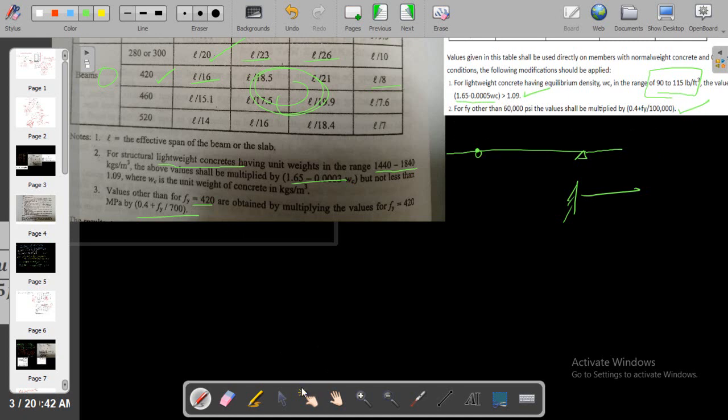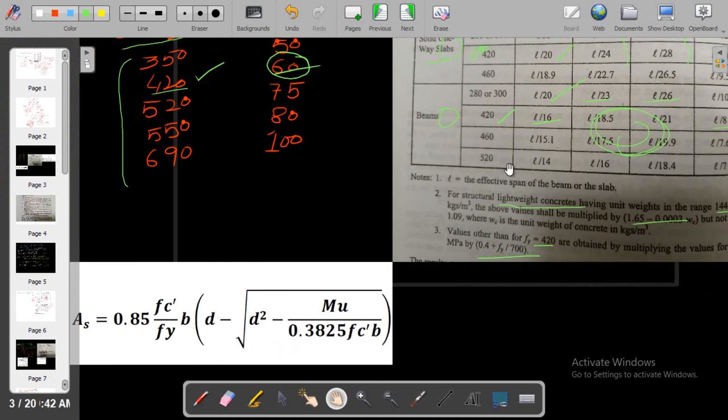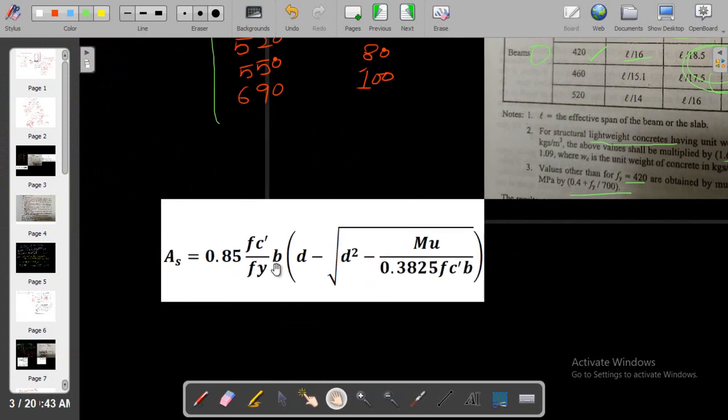Now, this discussion is important. This is all about deflection criteria, right? And we will use these criteria while fixing the depth of our size or of our member. But before we start, deriving that equation is very important.